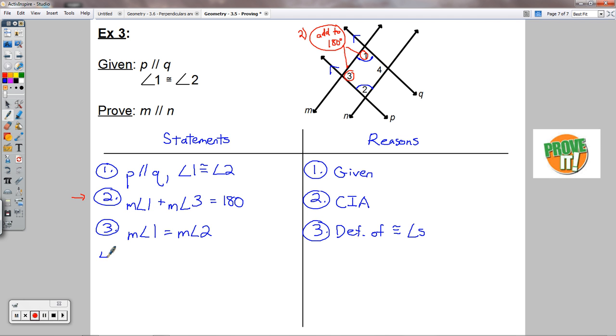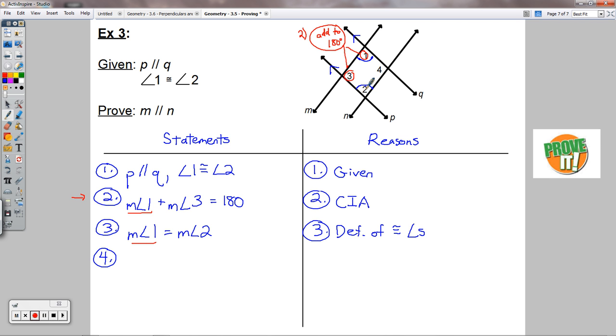And then step 4, well, if I look at this here and here, I notice I have the measure of angle 1 in both places. And if the measure of angle 1 equals the measure of angle 2, and I have the measure of angle 1 right here, I can replace the measure of angle 1 with what it equals, the measure of angle 2. And looking at the picture, that would be really nice to be able to say that 2 and 3 add together to get 180. Because if I knew that was true, then I would have consecutive interior angles with respect to M and N and transversal P that would be supplementary, meaning based on the consecutive interior angles converse, that these lines would have to be parallel.